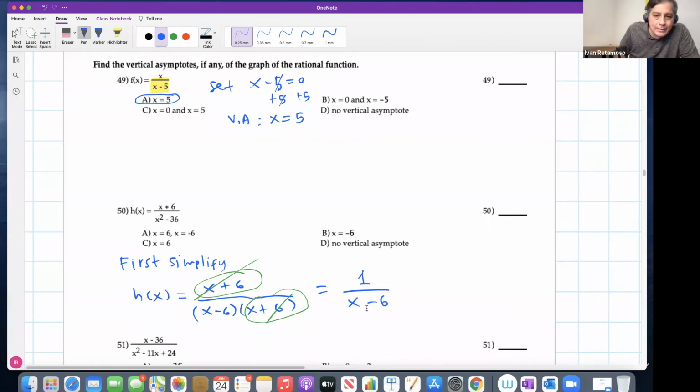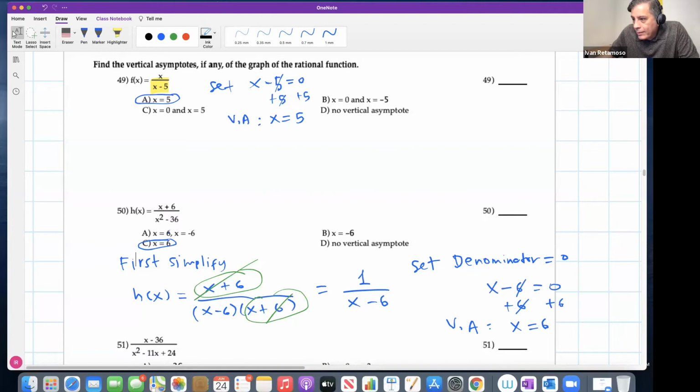So now in this function, you set the denominator equal to 0. In this function, not in this one, because you're going to be misled if you do that. So there you get that the vertical asymptote is just x equals 6. Only one vertical asymptote, right? That's it. So this is this guy. Very good, guys.